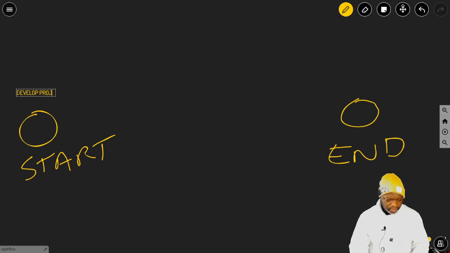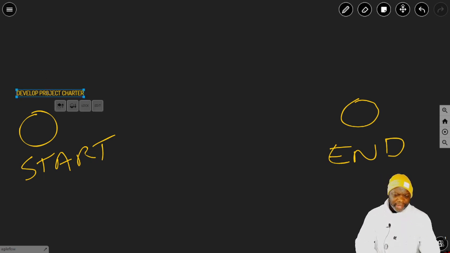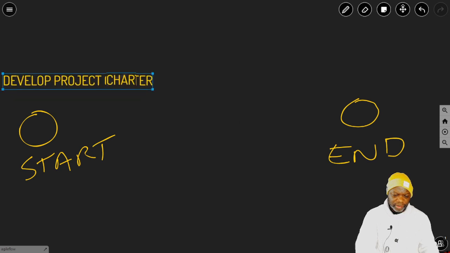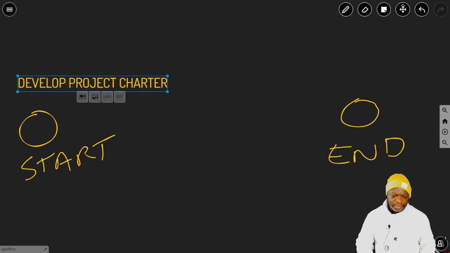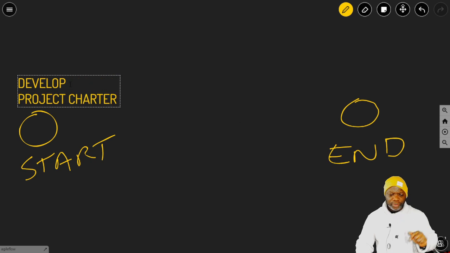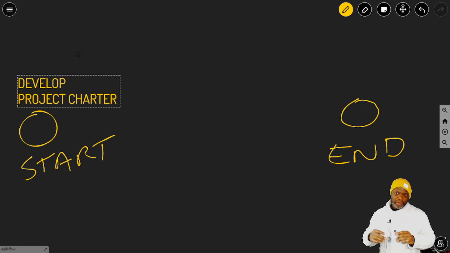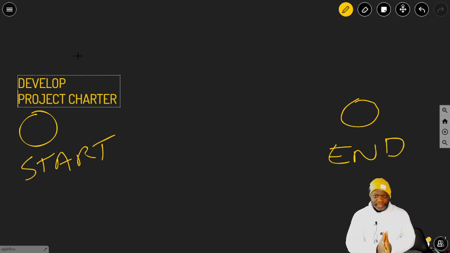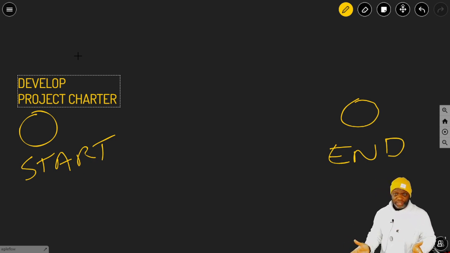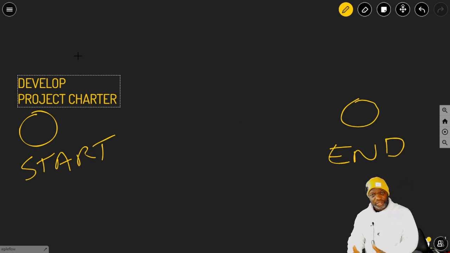Develop Project Charter. This is where you create the document that authorizes the project, and it gives the project manager the authority to apply resources to the project. I'm going to put a link below to where you can find examples of a project charter, but you got to remember this is the first step in a project. Once the project has been authorized, then you begin to do a bunch of other things. And that's what I'm going to show you today, step by step.